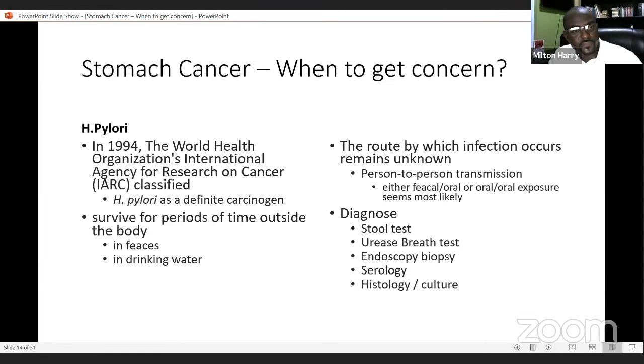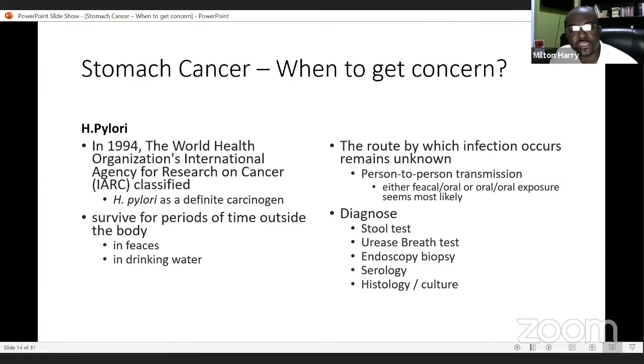Just a brief thing about H. pylori. It can actually stay alive outside of the body in feces and in drinking water. How it's transmitted is not fully known, but the common knowledge is that it's either fecal-oral, meaning that we ingest it, or oral, in that it can go through saliva as well. Those are the most likely routes for getting this bacteria.